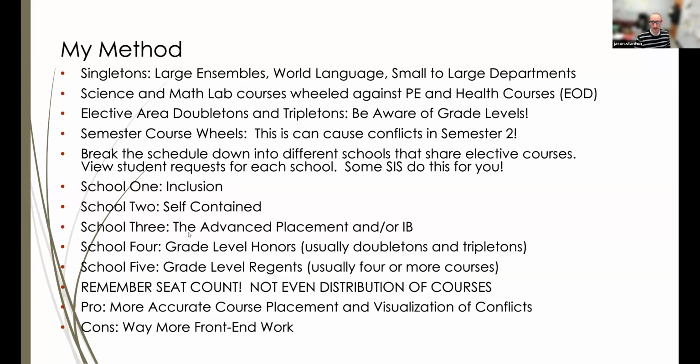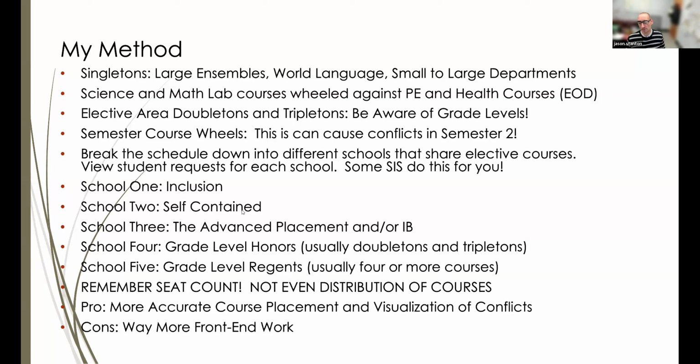The third school that I build is my advanced placement school by grade level. Then I build my honors school, because these are usually doubletons and tripletons too. And lastly, I will build out everything else, because these are usually 4 or more courses. This is way more front-end work, but it allows more accurate course placement and visualization of conflicts as you go. It's way easier to do it this way and then find the problems than to just build all the singletons, the doubletons, the tripletons, and you start to lose track of where these things are.